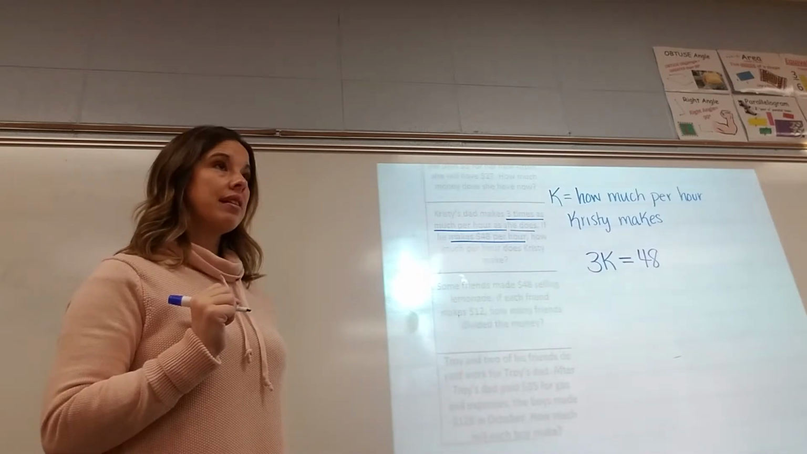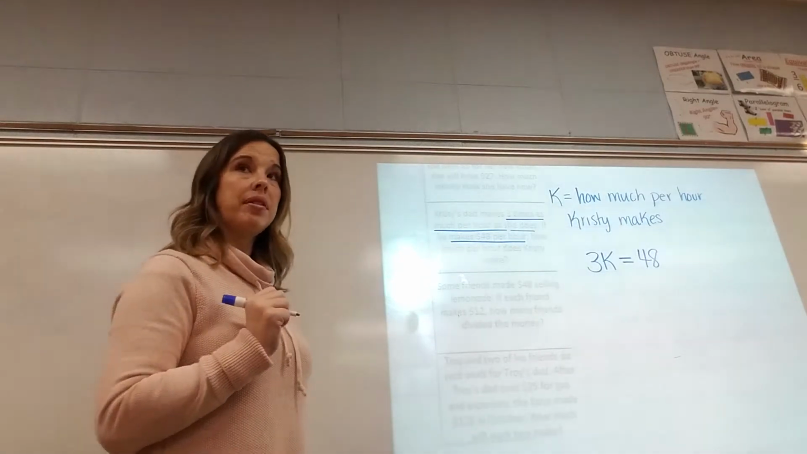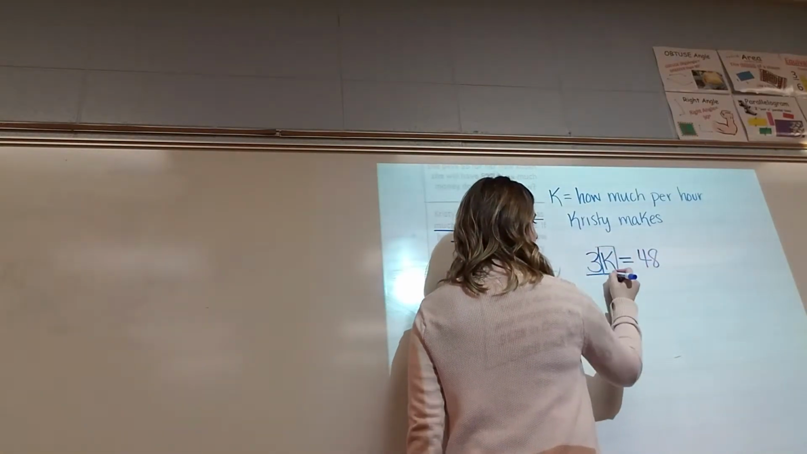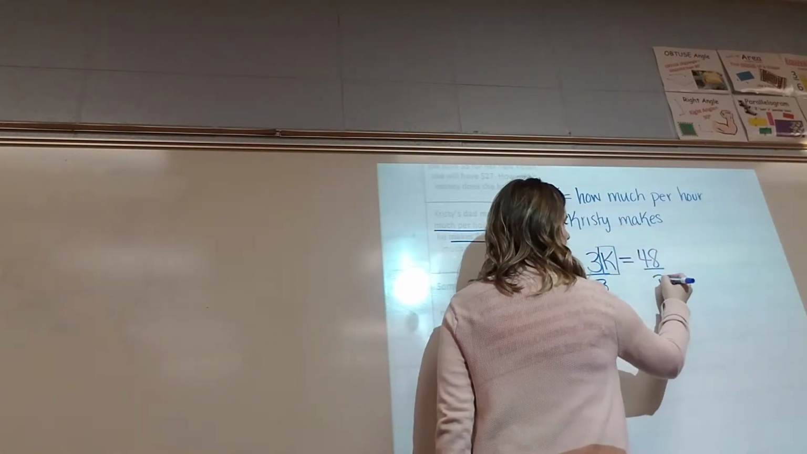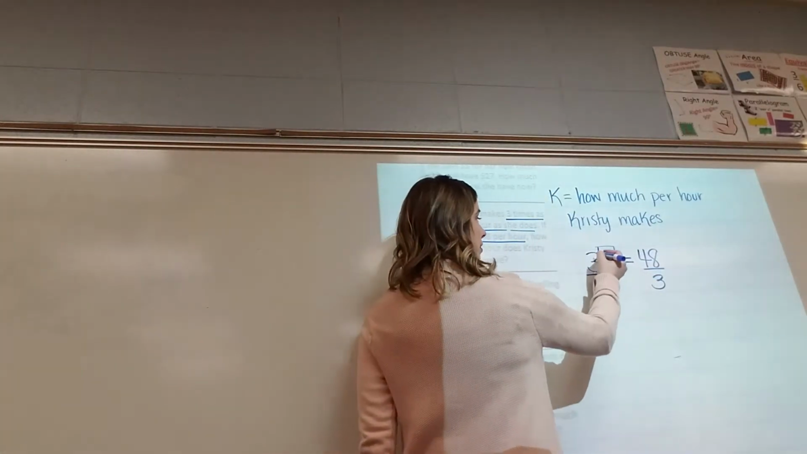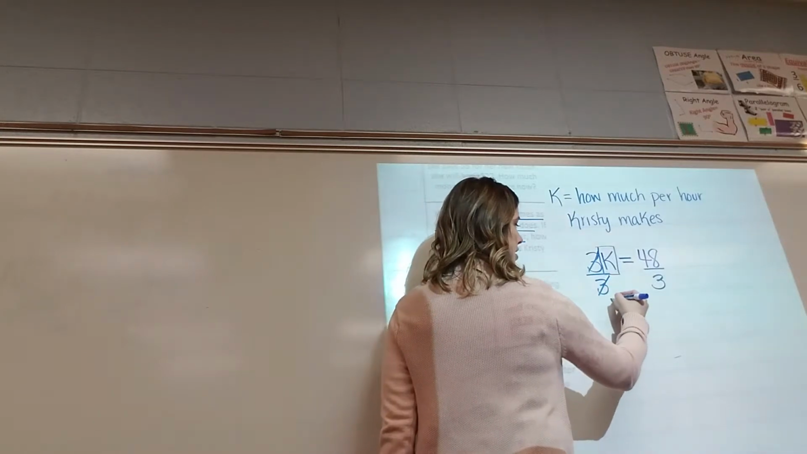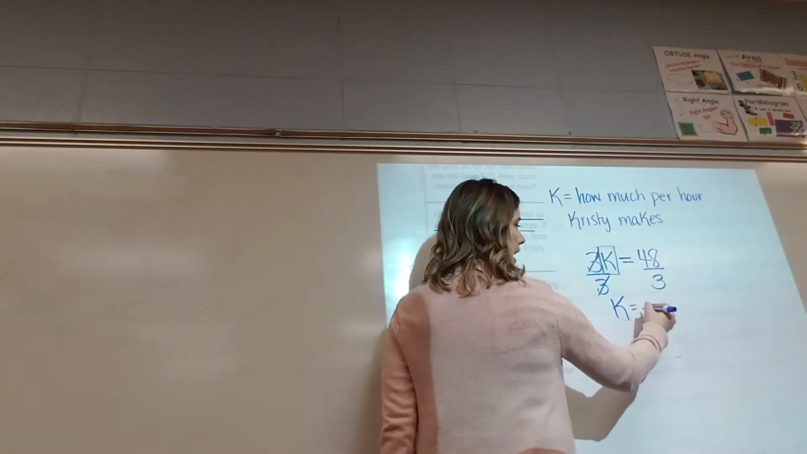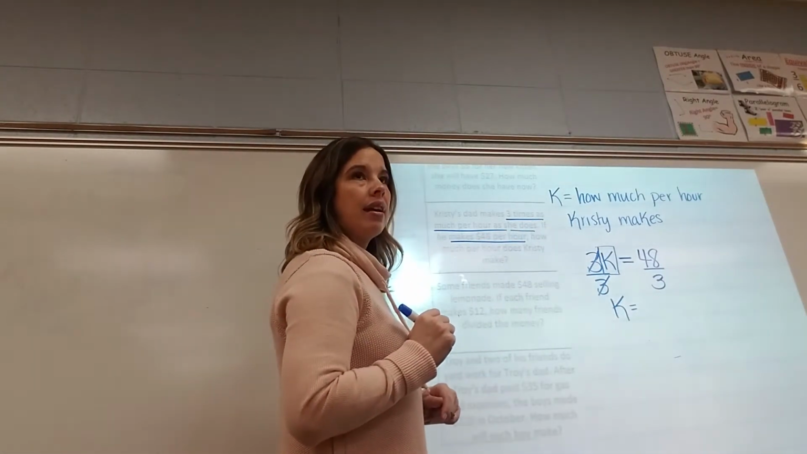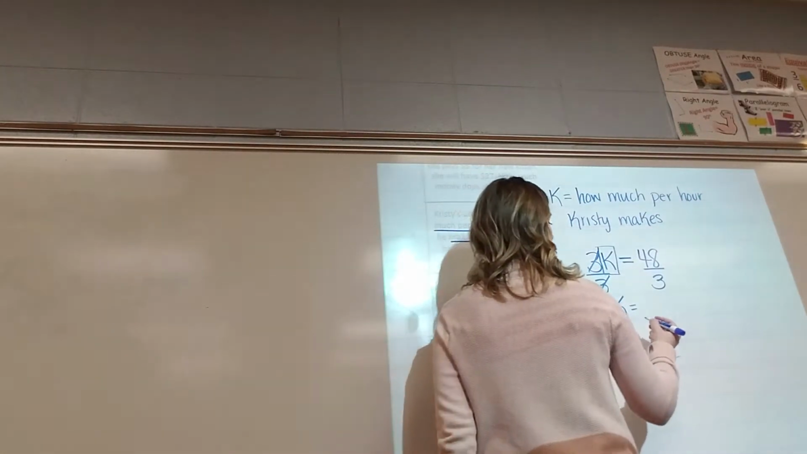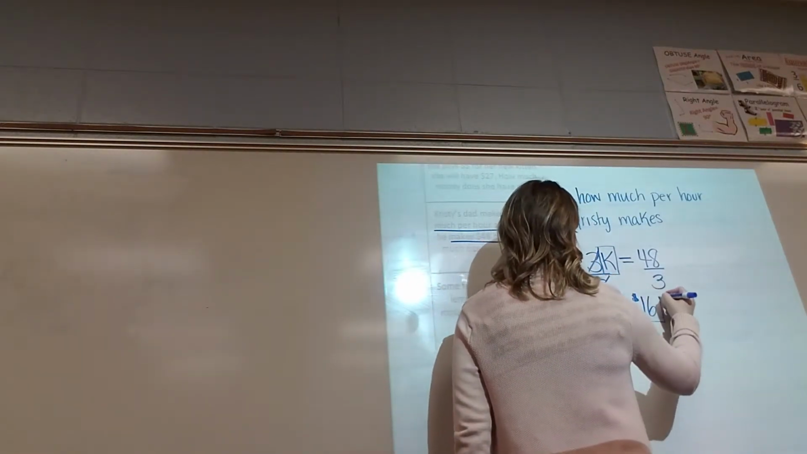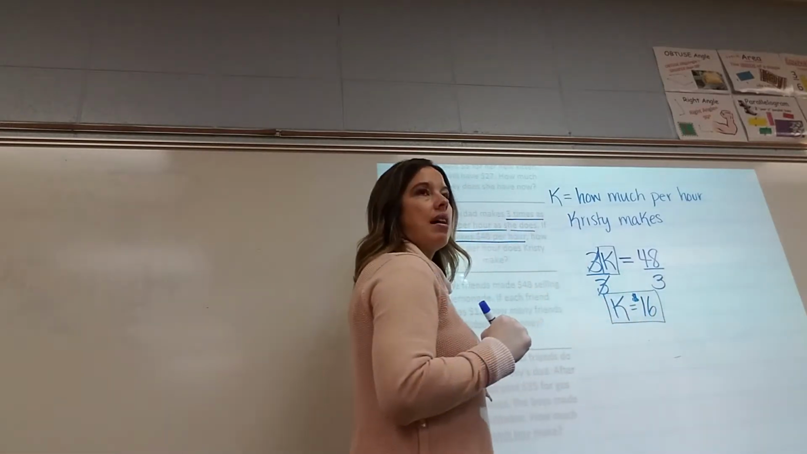Now to solve it, we know our goal is to isolate our variable. Then what do we do? We divide. It's being multiplied right now, so we've got to divide each side by 3. 3 divided by 3 is 1. Remember, they cancel each other out. We're left with K, and now we do 48 divided by 3, which is $16 per hour. So Christy makes $16 per hour.